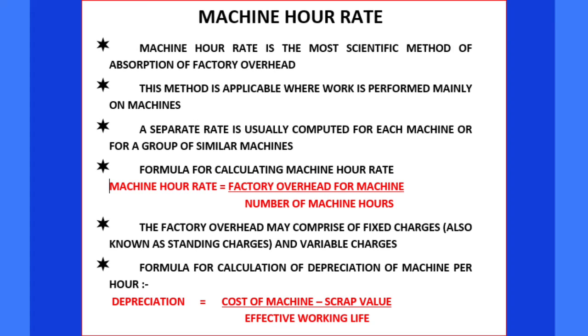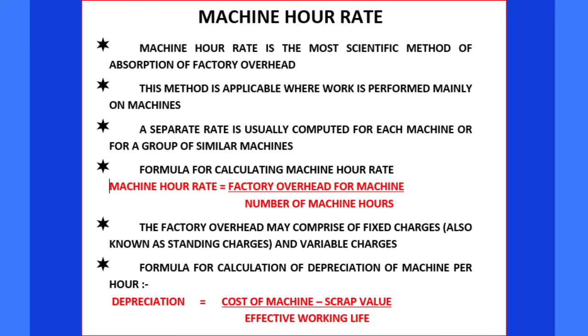The factory overhead may comprise fixed charges. They are also known as standing charges. So fixed charges may sometimes be called in the problem as standing charges, and variable charges. So you have to add up both these expenses, and the total of these two is regarded as factory overheads.